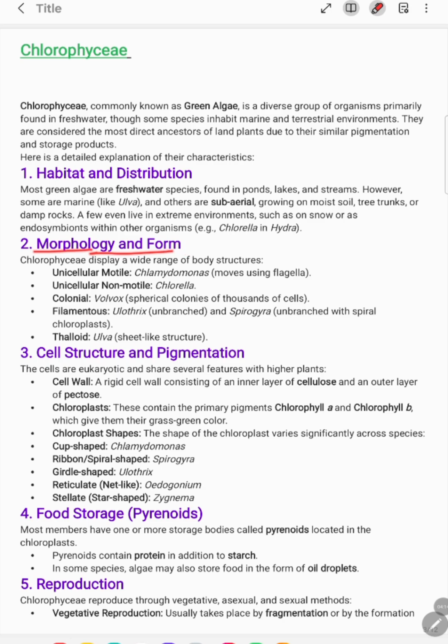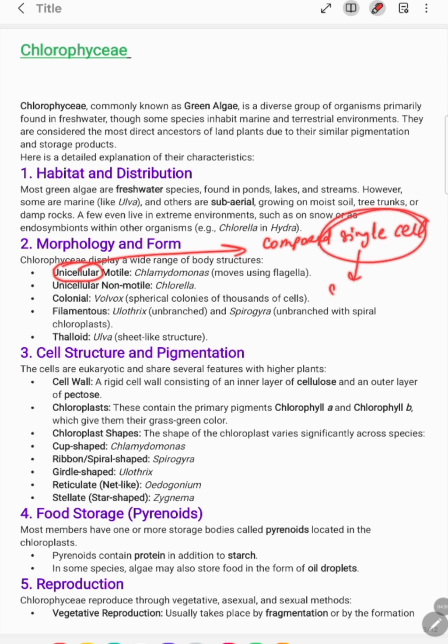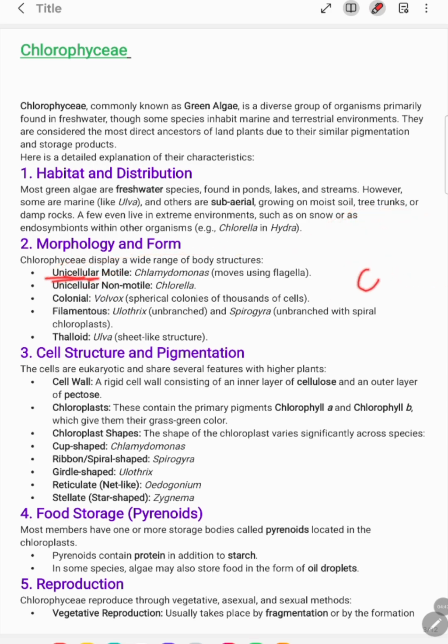Another topic is morphology and the form. See, the Chlorophyceae members display a wide range of body structure. Okay, they can be unicellular and motile. Unicellular meaning the body is composed of a single cell. The single cell is responsible for the entire function. Okay, so the alga can be unicellular, single cell and motile.